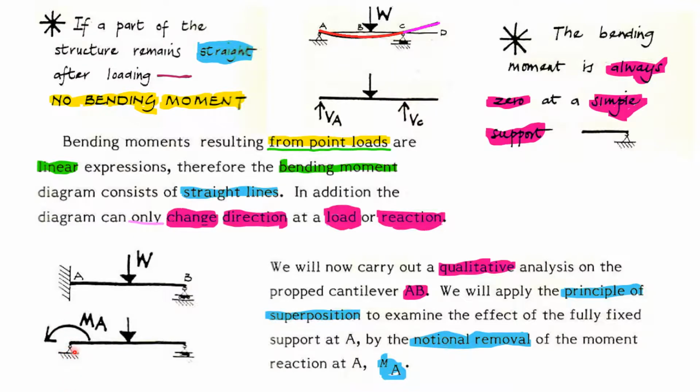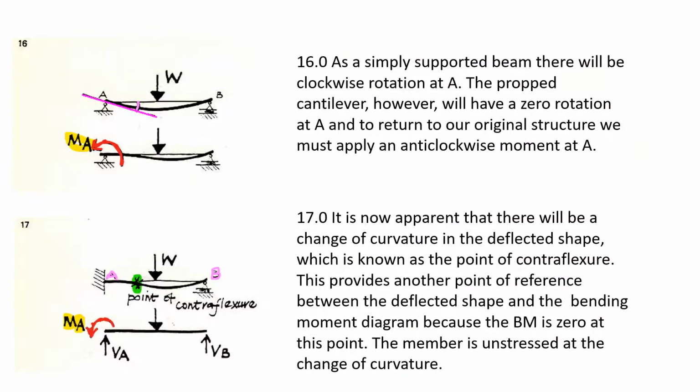A simple support means only two reactions, vertical and horizontal, will develop, but we are going to apply one moment externally, like this, in the anti-clockwise direction. Here we can consider this as two separate cases. When the load W is applied, as a simply supported beam, there will be a clockwise rotation at A. If you consider this as a simply supported beam, because of this load it rotates like this, so there is a clockwise rotation at A.